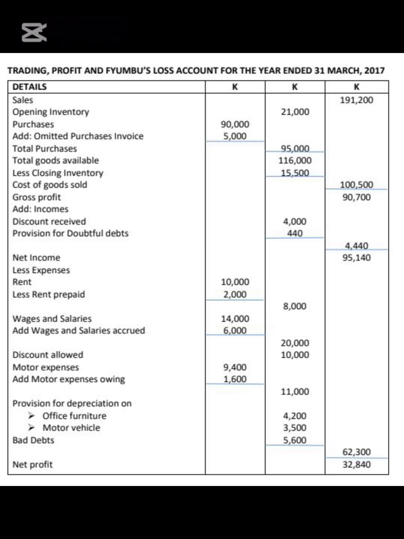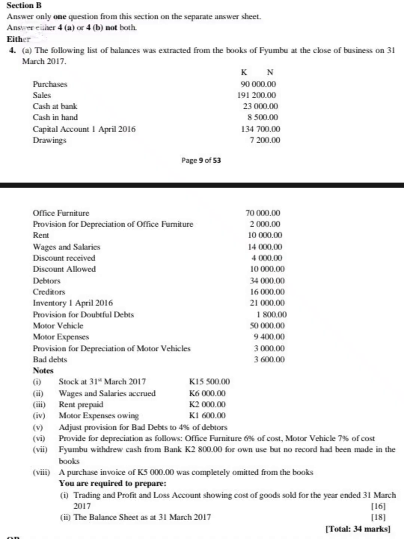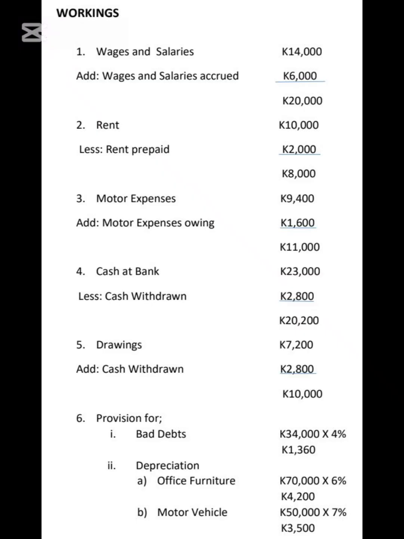Then we go to provision for depreciation. We have office furniture. Office furniture, the provision that we have provided, it is there under the workings. So under the provision for depreciation, you enter the current provision that you have provided. You should take note that most of the times you will be given two provisions: the provision in the list of balances and the provision which you need to calculate.